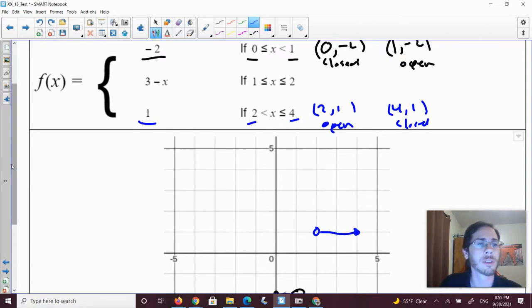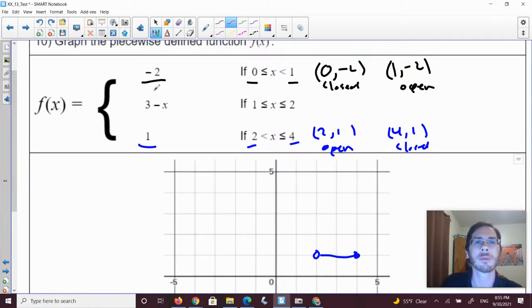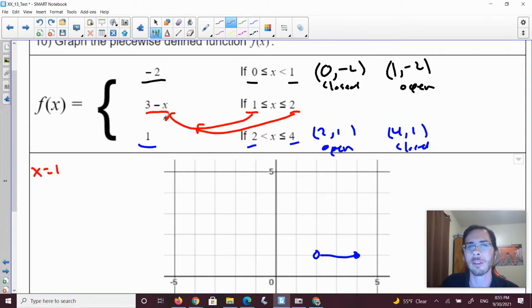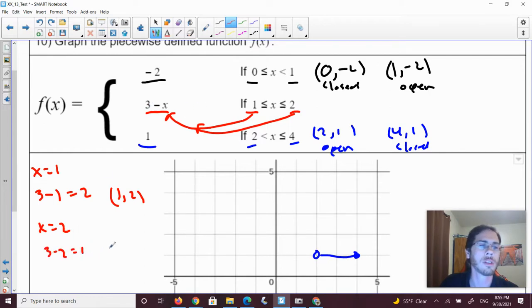Only one piece left, so that's pretty quick. So we've got 3 minus x. So for this one, I've actually got to plug them in. So I'm going to plug the 1 in for the x, and then I'm going to plug the 2 in for x. So if x was 1, if I plugged 1 in for x here, we'd get 3 minus 1 is 2. So my point is going to be the point 1, comma 2. If I plug 2 in, if x equals 2, 3 minus 2 is 1. So I also want the point 2, comma 1.